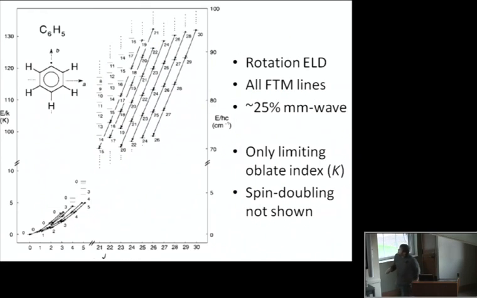This is a rotational energy level diagram just showing you all of the Fourier transform lines that were located, and about a quarter of those that were observed with the millimeter wave band. So, of course, it starts at the fundamental and goes up for the Fourier transform, and the millimeter wave started at about J equals 21 and went up. Now, shown here are only the limiting oblate index, that's K, and spin doubling is not shown.